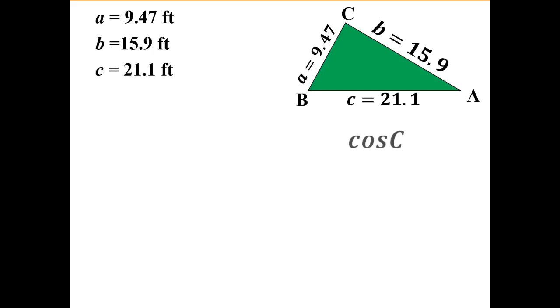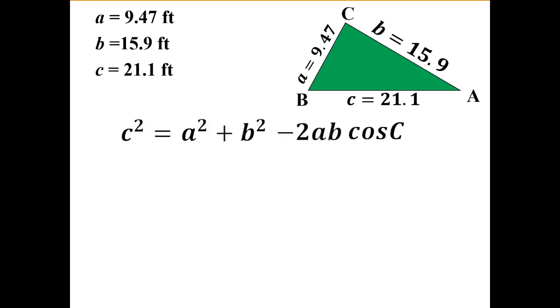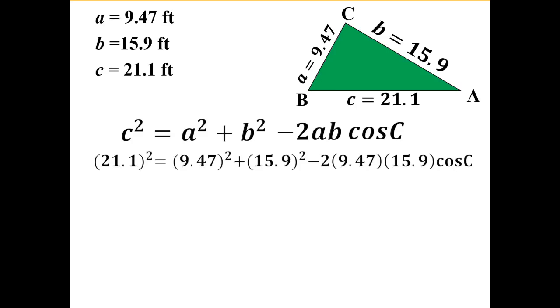If we want to find angle C, we will have the cosine of C, and then filling in the formula around it, we will start the equation with side C squared equals A squared plus B squared minus 2 times AB. Okay, substituting in the values we know for the side lengths, we get this. Now we need to get cosine of C alone. But before I start moving things side to side, I'm going to do a little bit of simplifying.